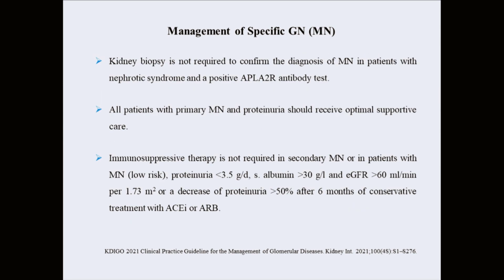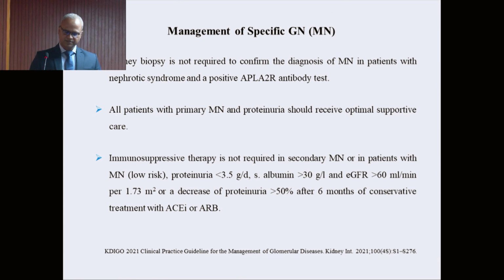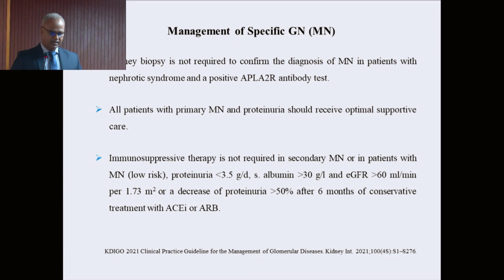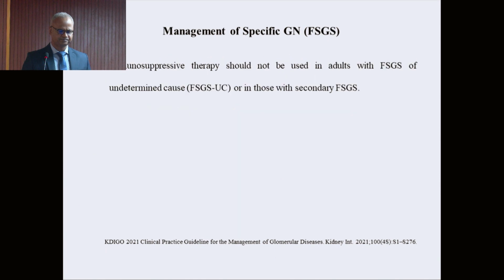In case of membranous nephropathy, kidney biopsy is not required to confirm the diagnosis of membranous nephropathy in patients with nephrotic syndrome with a positive PLA2R antibody. All patients with primary membranous nephropathy and proteinuria should receive optimal supportive care. Immunosuppressive therapy is not required in secondary membranous nephropathy or in patients with membranous nephropathy which is low risk, proteinuria less than 3.5 gram per day, serum albumin more than 30 gram per liter, and eGFR more than 60 ml per minute per 1.73 meter square, or a decrease of proteinuria more than 50% after 6 months of conservative treatment with ACE inhibitor or ARB.